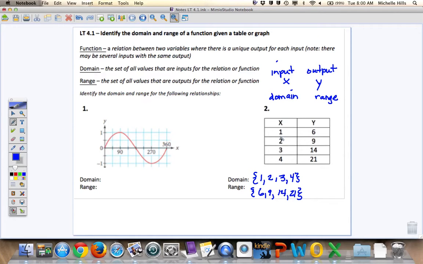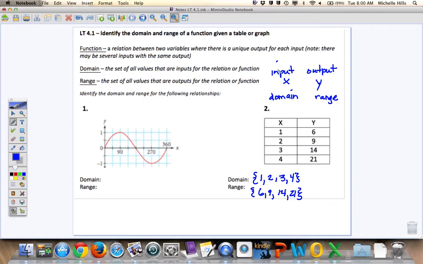Let's say I had another point in the middle here that was the point (5, 14). I would have put the 5 after the 4 in my domain because I want to list things in order. I would not have put the 14 down twice for my range. I'm just going to put the 14 once, but make sure I list them in order from least to greatest.